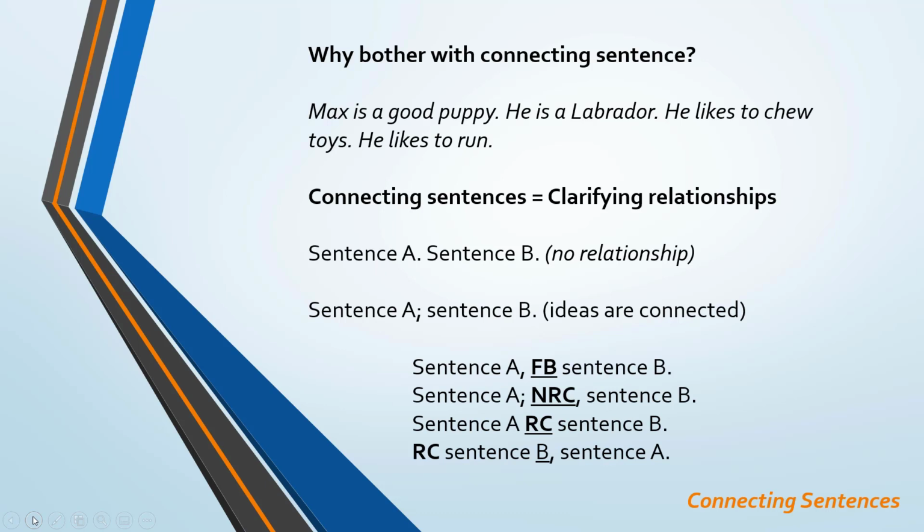The other place that we get into trouble with sentence boundaries, besides fragments, is when we try to connect sentences together. And why would we bother connecting sentences if it's something that causes trouble? Here's why. Max is a good puppy. He is a Labrador. He likes to chew toys. He likes to run. This paragraph sounds like it was written by a child. And that's because there's no connection between the ideas.